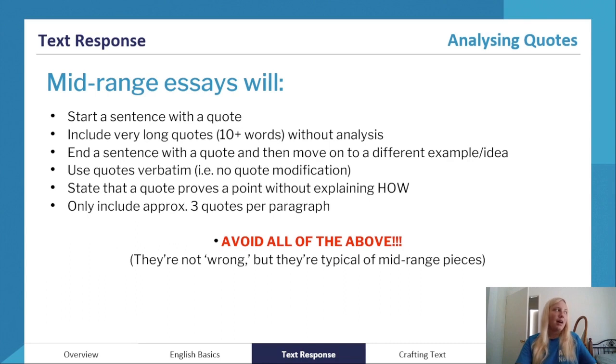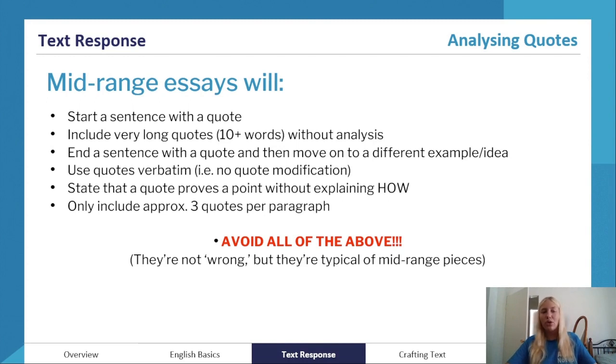Mid-range essay students will start sentences with quotes, which I mentioned not to do, or include very long quotes, 10 plus words, without analyzing them, such as that standalone sentence we just looked at. Both skipping quote analysis and including evidence without analyzing it is very, very bad, but also having that really short sentence that's just a quote, and having to start a new one, shows you can't structure sentences well and integrate quotes very well.